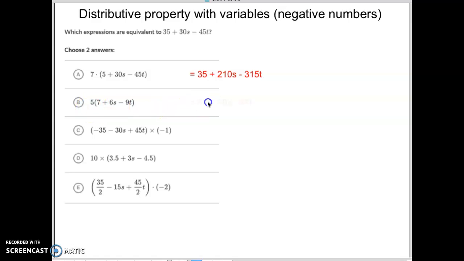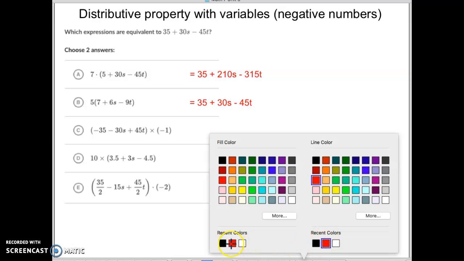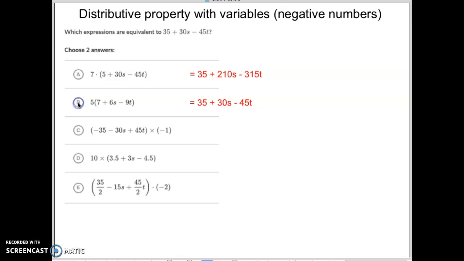Second one, when I multiply this one through, equals 35 plus 30s minus 45t. Hey, the minus 45t, yep, plus 30s, yep. 35, hey, that one works, so let's get a little nice red circle going here. That one looks like it works just fine, so we're going to put a red dot right there.